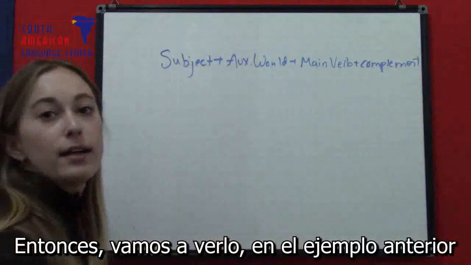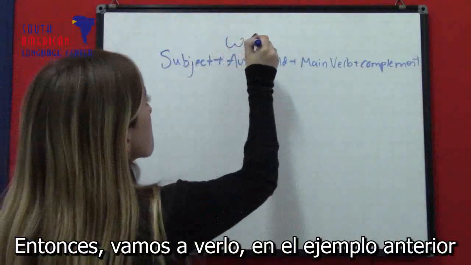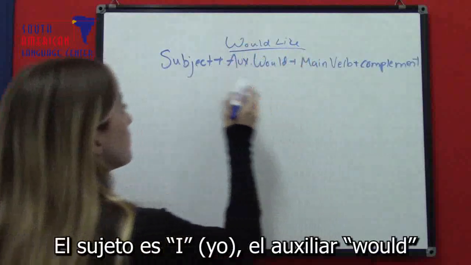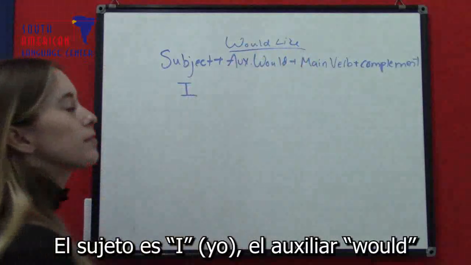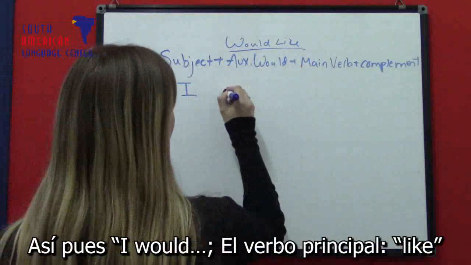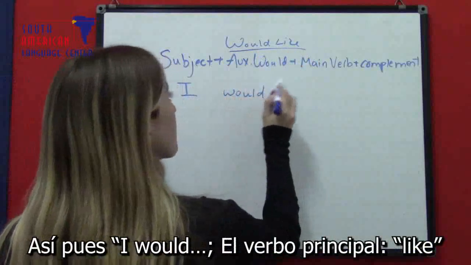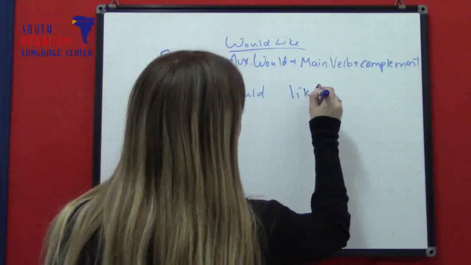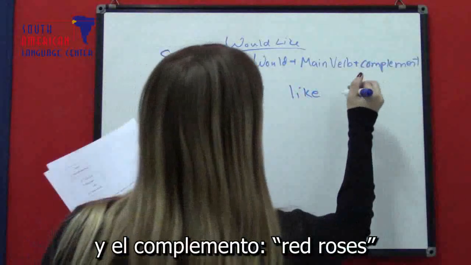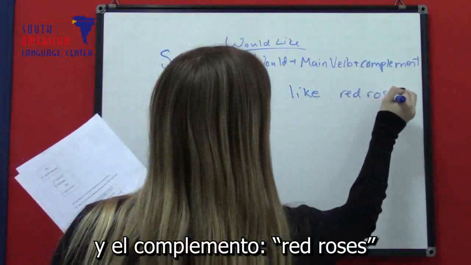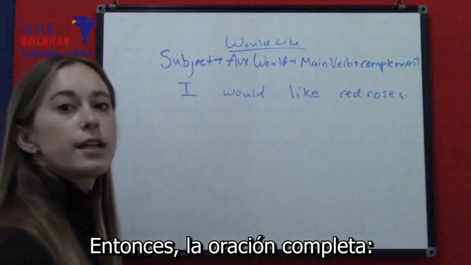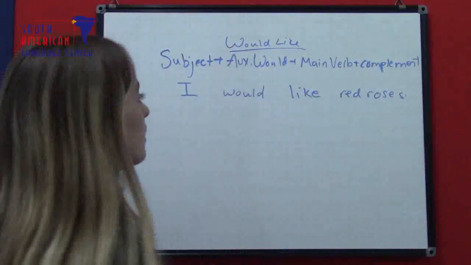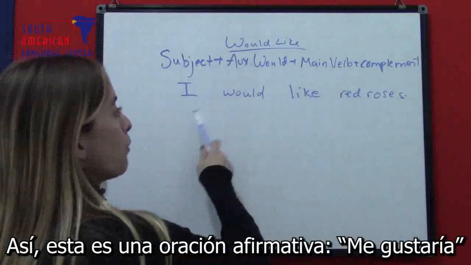So we're going to look at that with the example from before. The subject is I. The auxiliary would, so I would. The main verb, like. And the complement, red roses. So the sentence altogether, I would like red roses. So this is an affirmative sentence, I would like.